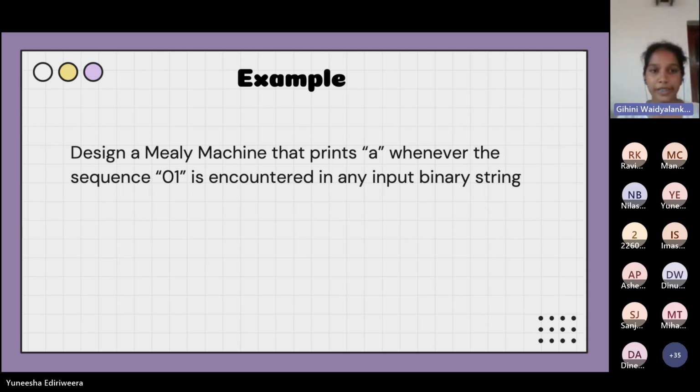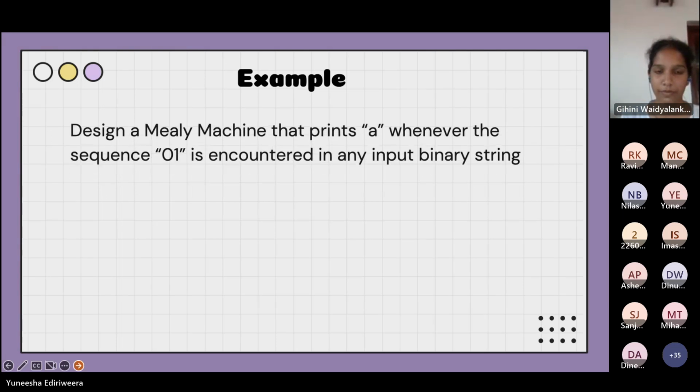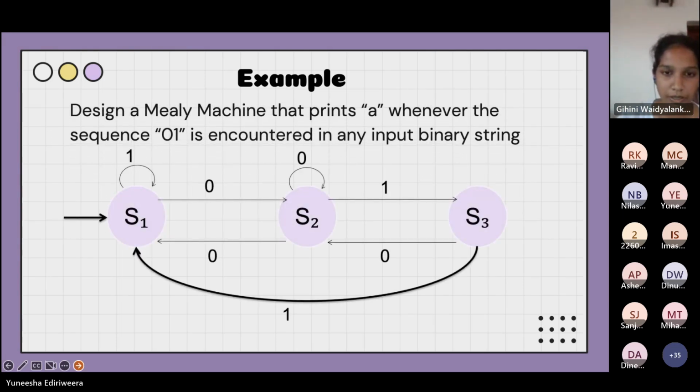In order to draw a Mealy machine, first we'll have to construct a DFA related to it. Next slide. Now you can see that I have already constructed a DFA for this example. According to this DFA, it will reach state 3, which I'll consider the final state, when the sequence 0, 1 is encountered. So S3 is the point where output A should be printed, right?